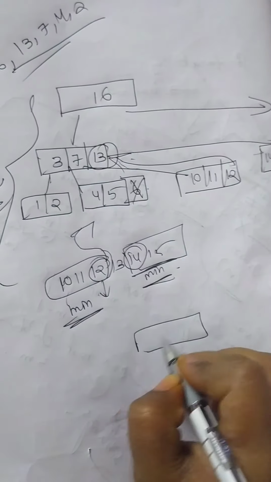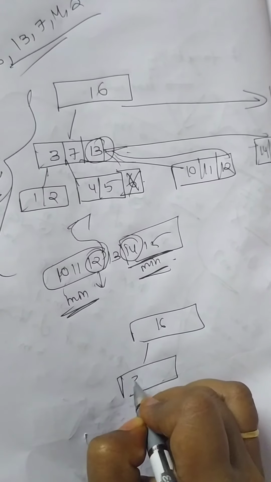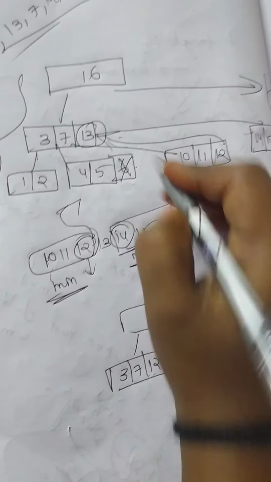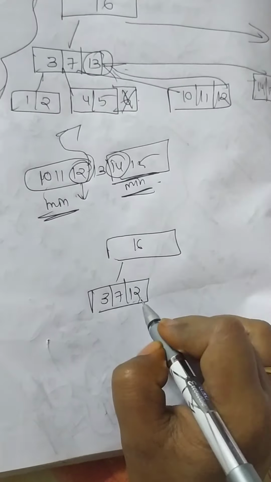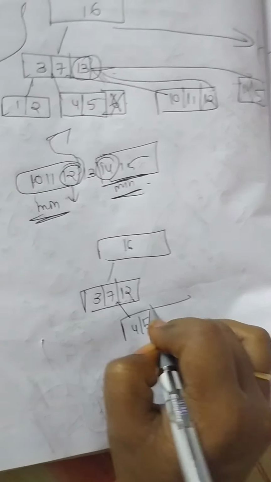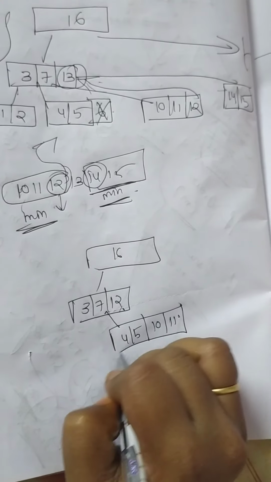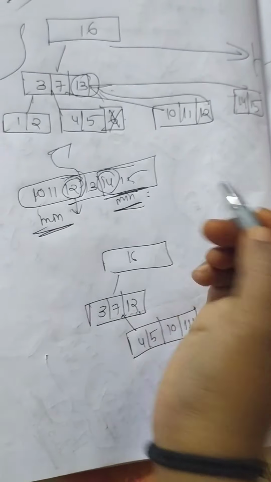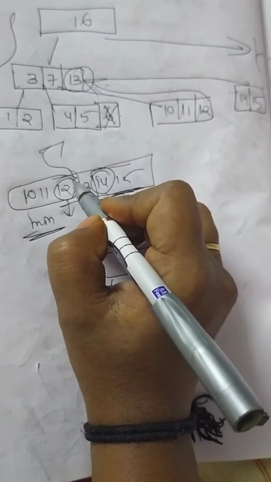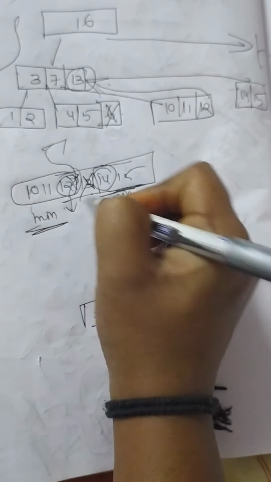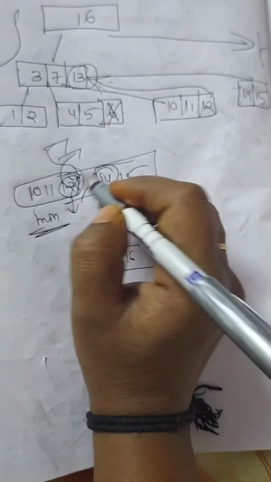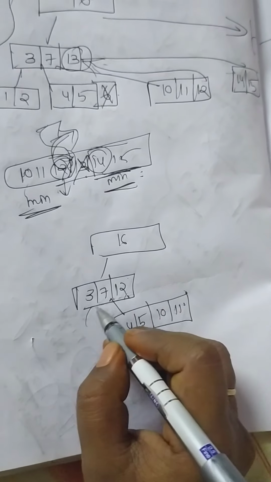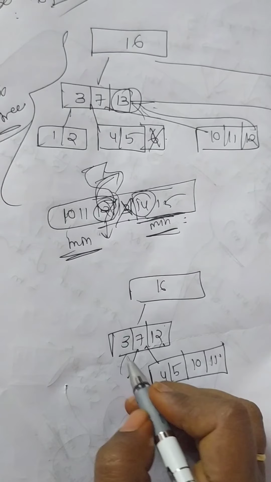So that will be 16, 3, 7, 12. It will be replaced with 12. And then here 4, 5, 10, 11. These should all be merged, and then the target key will be deleted. And then the in-order predecessor is placed in its position, and then the remaining all the same.